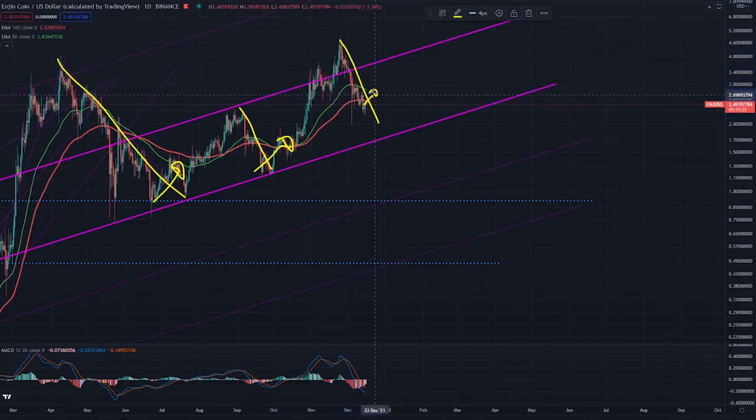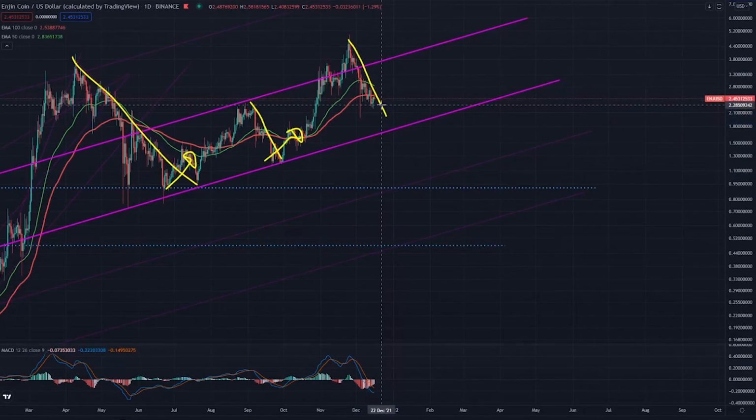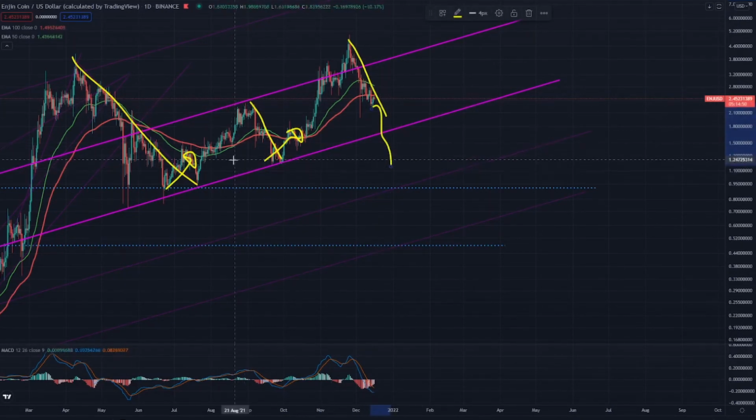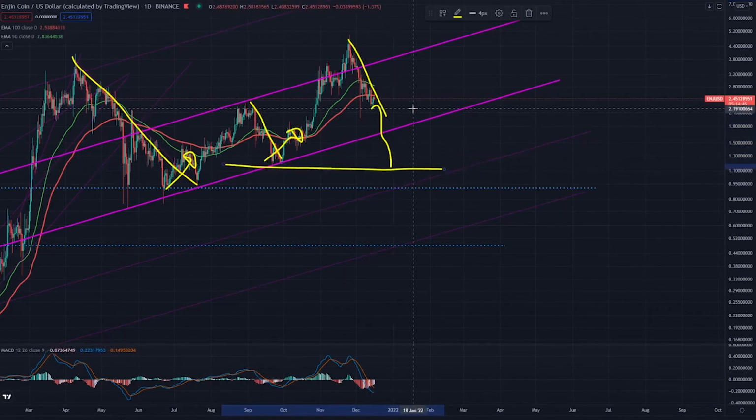Either it's here near those 50-day and 100-day moving averages, or even all the way back down here when we retest this support line and break it just down here. Before that, there is not much reason to get into Enjin coin at the moment, because it can keep falling even lower and reaching those lower and lower supports before finally breaking this resistance line.